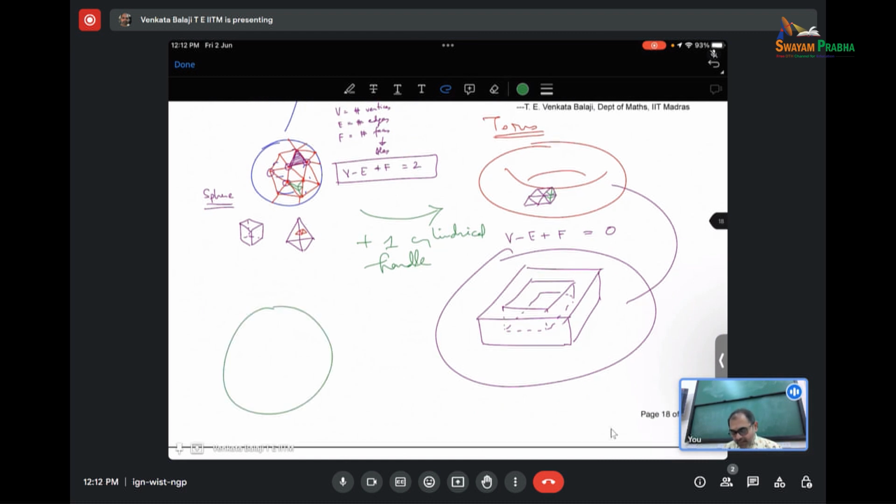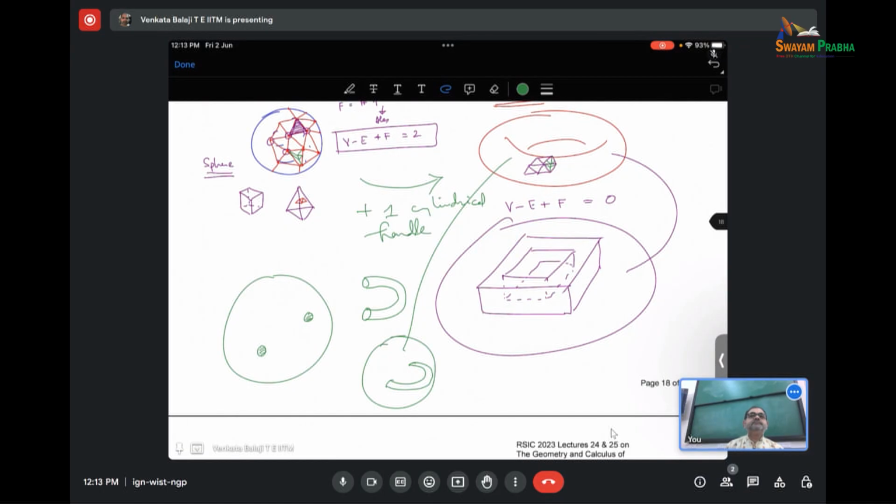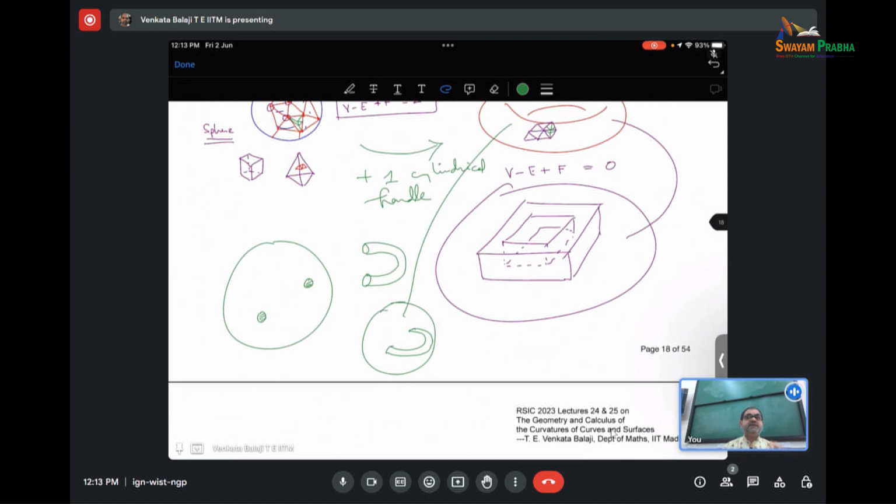And how do you have a cylindrical handle? You take a cylinder, then you cut out 2 holes in the sphere, and then attach it. So you'll get something like this. And this ball-like thing, if you shrink it, then you can bring it to this shape. So a torus is actually a sphere with one cylindrical handle.